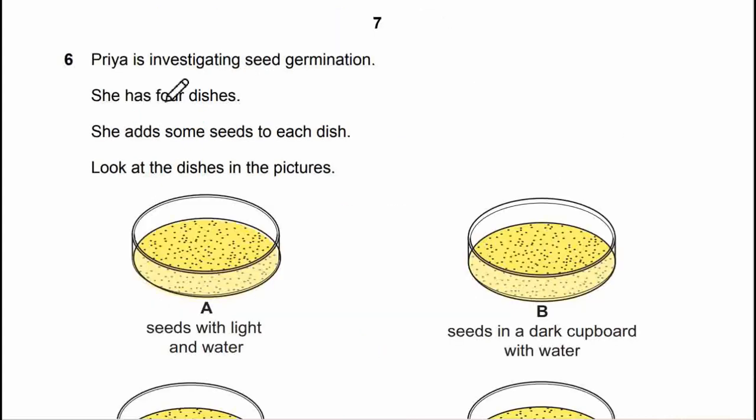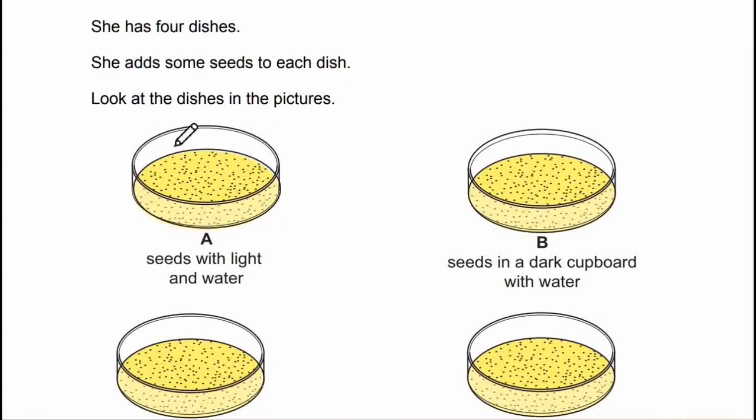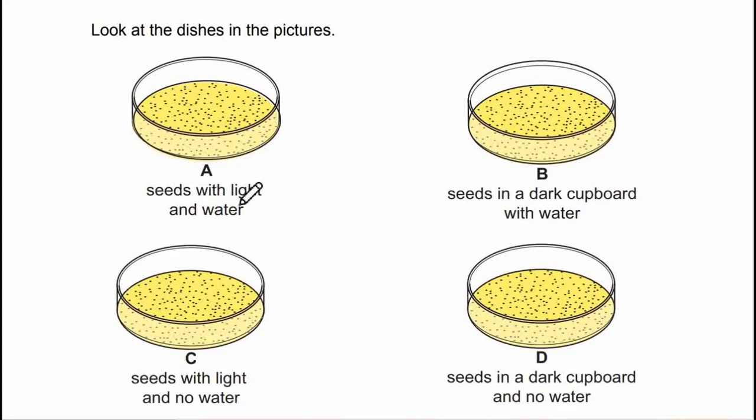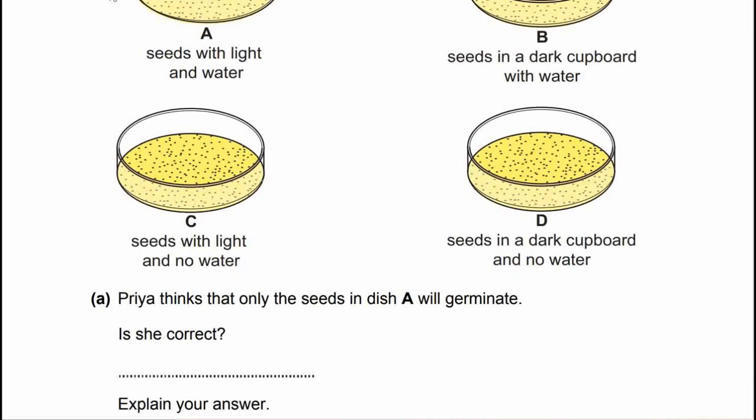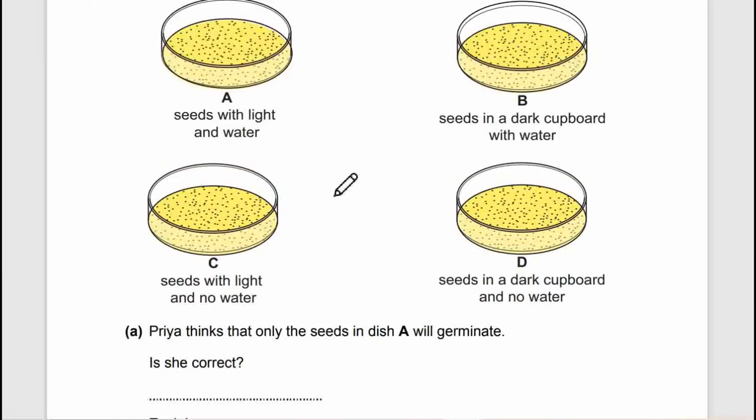Question number 6. Priya is investigating seed germination. She has 4 dishes. She adds some seeds to each dish. Look at the dishes in the picture. Seeds with light and water. Seeds in a dark cupboard with water. Seeds with light and no water. Seeds in a dark cupboard and no water. Priya thinks that only seeds A will germinate. Is she correct?